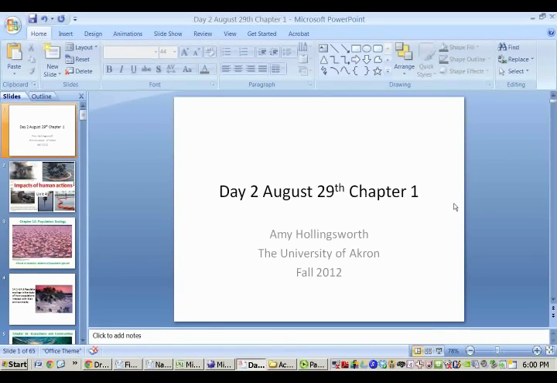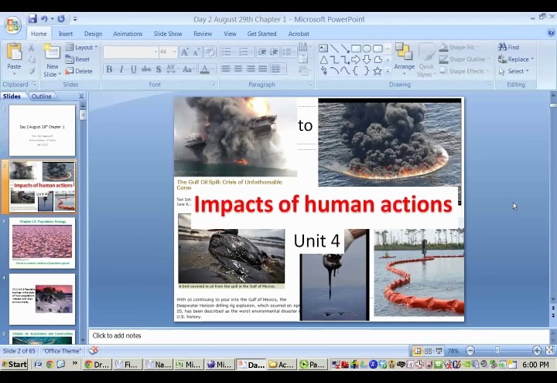And we will be starting on Chapter 1, but there were a couple of slides that we have left over from our PowerPoint that we were working on Tuesday. And so the fourth section of what we're going to be talking about in natural sciences biology is some of the impacts of human actions on our environment, on our ecosystem, and how that affects everything that's around us.